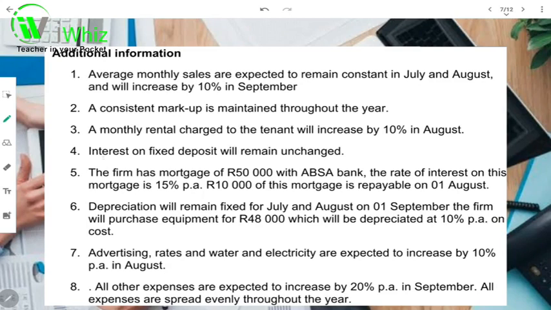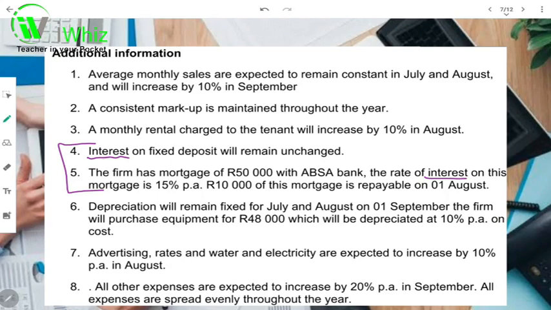So this too is your interest income and interest expense. Depreciation will remain fixed for July and August, but on the 1st of September, the firm had equipment purchased for 48,000 Rand that will be depreciated at 10% per annum.